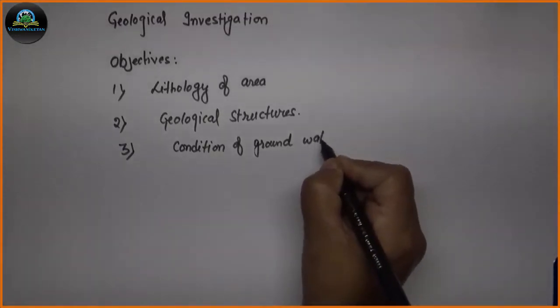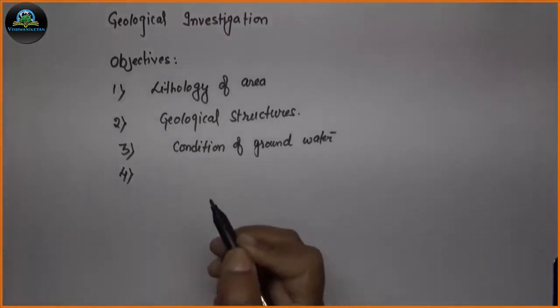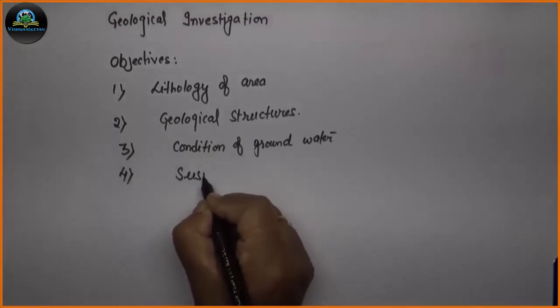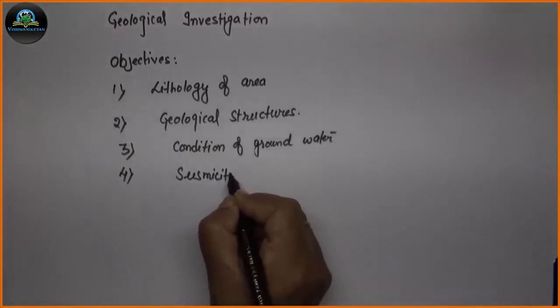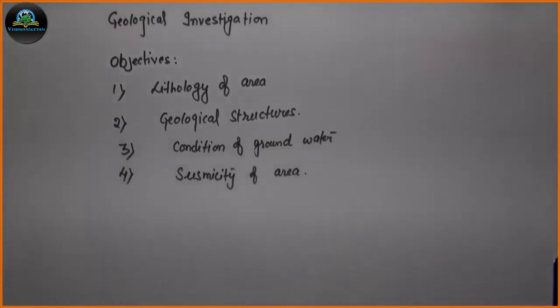And fourth, and the very significant thing, is the seismicity of the area. Seismicity of the area means what the earthquake condition is there, and whether the area might experience any large earthquake in the near future or not. If any seismicity is there, what is the magnitude of this seismicity?